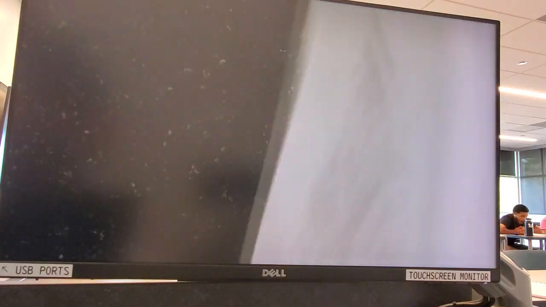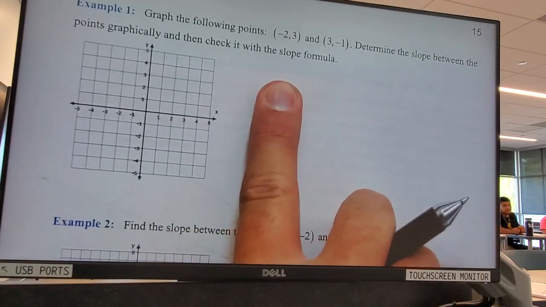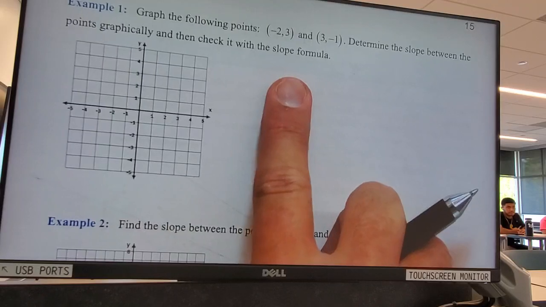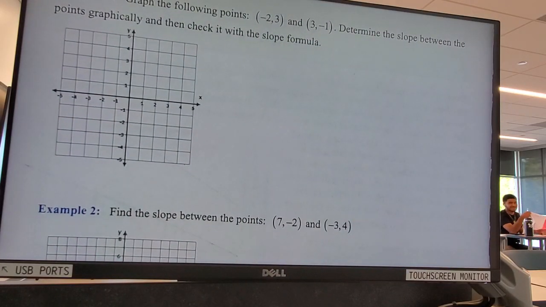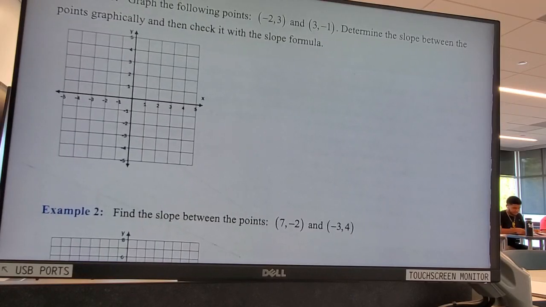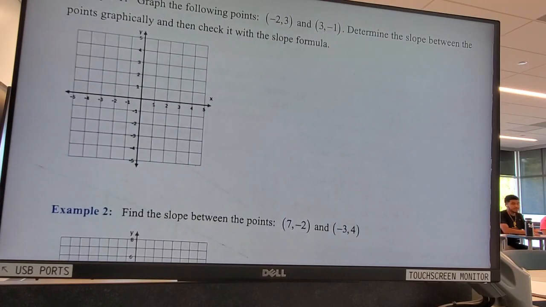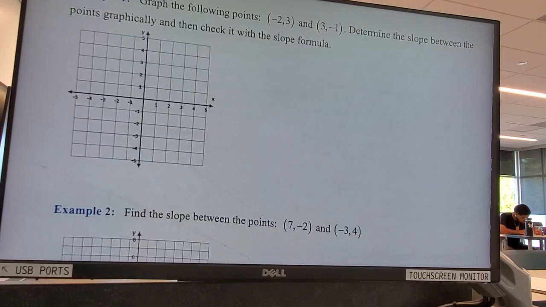So let's look at this. Stay with me. So real quick, can you guys plot those points? We haven't talked about this directly yet, but try to plot those points.